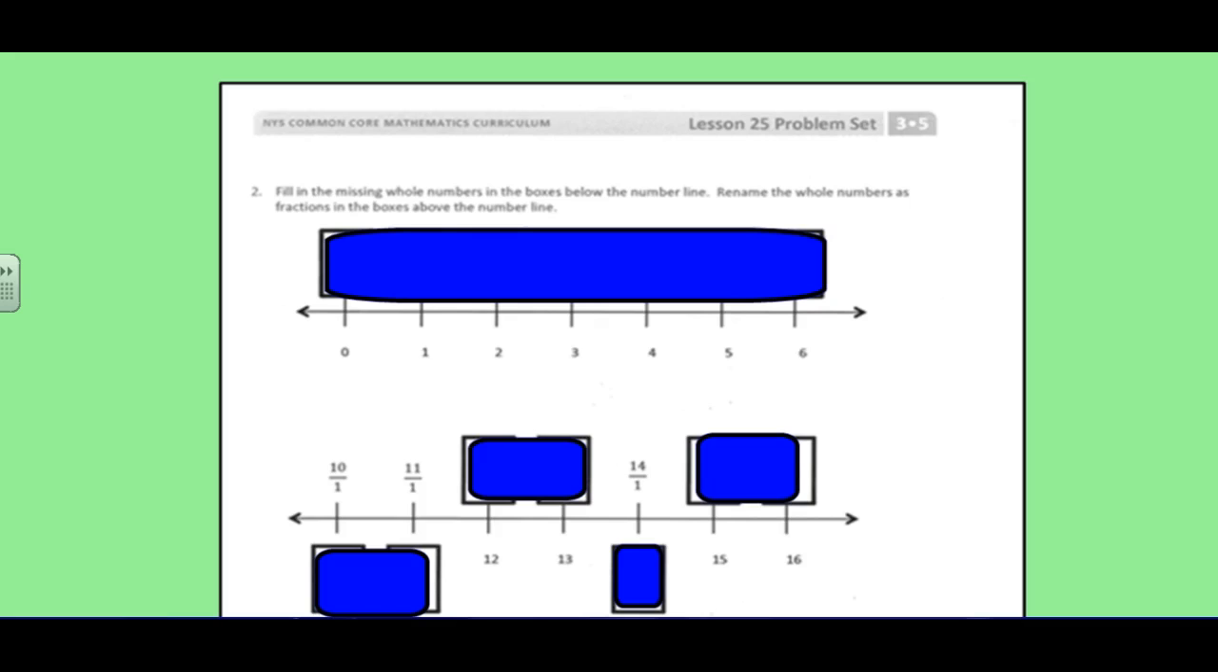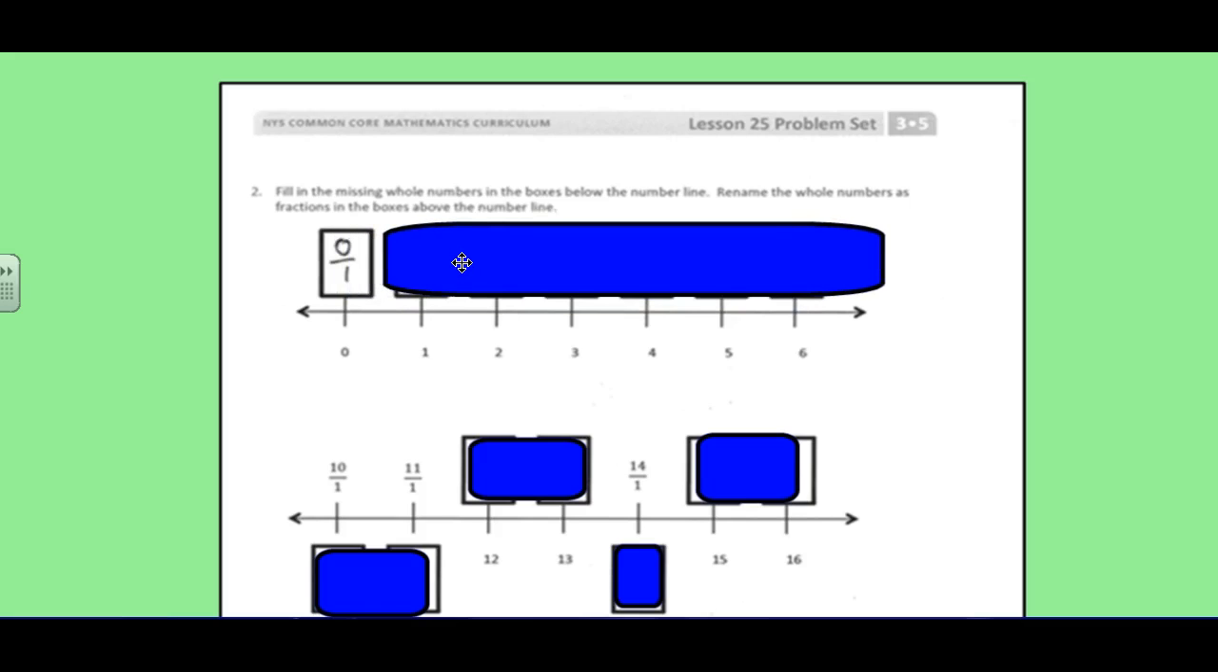So now we're going to move to the back where it's the number line. You've got to fill in all of the fractions that go with the whole numbers. So we're just going to rename the whole numbers as fractions. So remember, anytime you have 1 as the denominator, then the numerator is always going to be the whole number. So this first one is going to be 0 over 1.